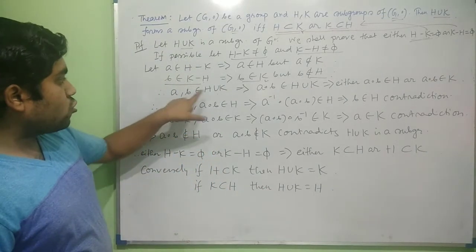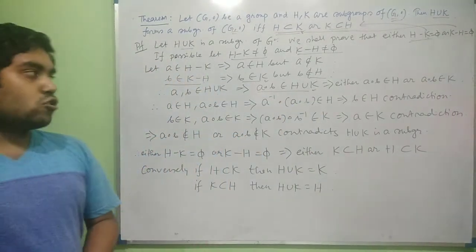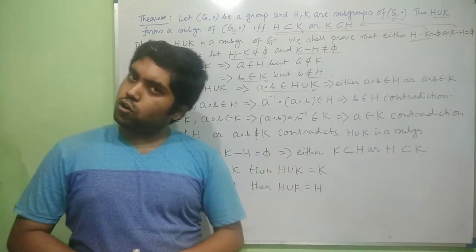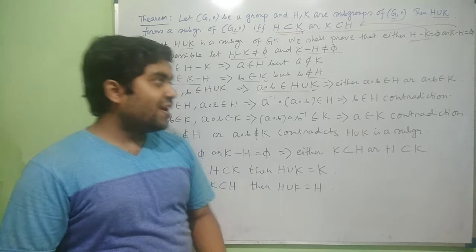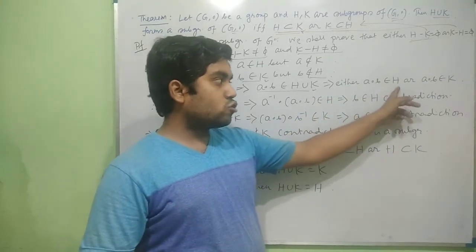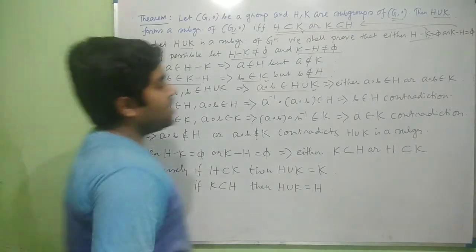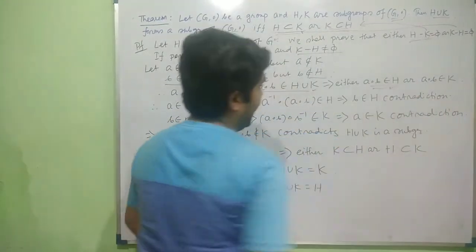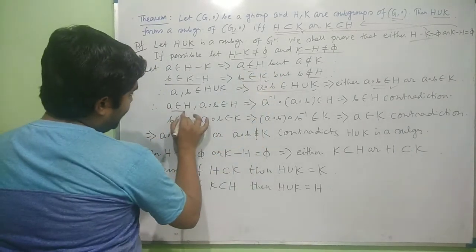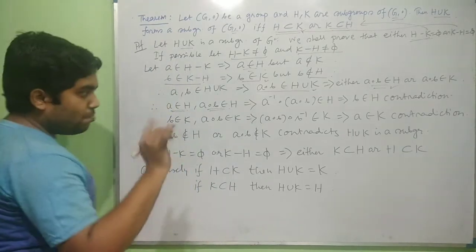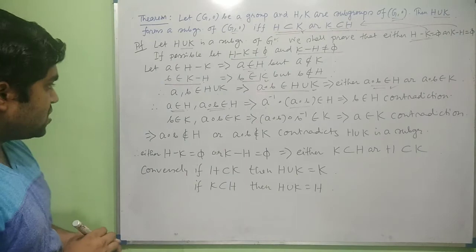Hence, a and b belong to H union K implies a composed with b belongs to H union K due to the closure property. And from this we can conclude from the property of union that either a∘b belongs to H or a∘b belongs to K. Clearly, if we consider that a∘b is in H, then also we have a is in H. From that, a is in H and a∘b in H implies a inverse ∘ (a∘b) is in H. How can we get this?